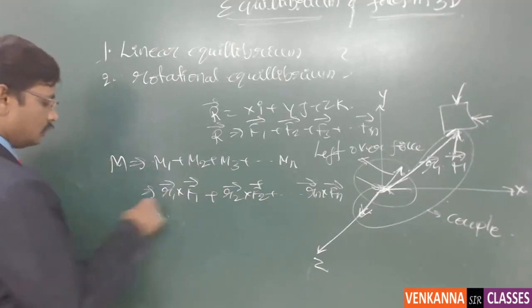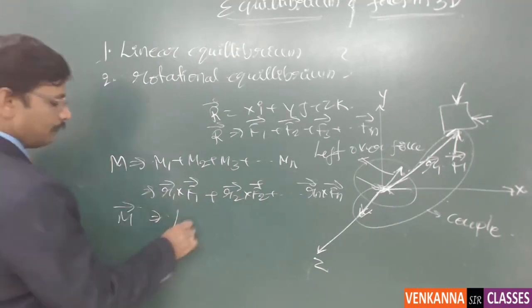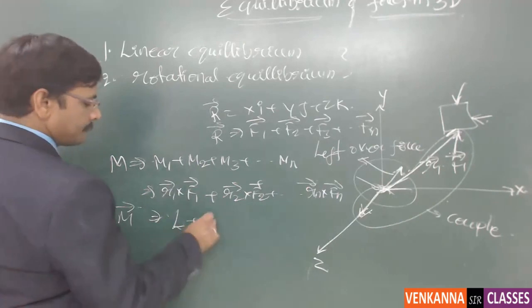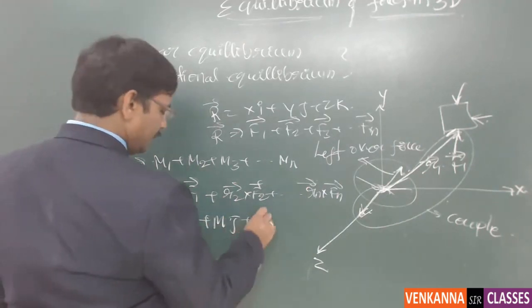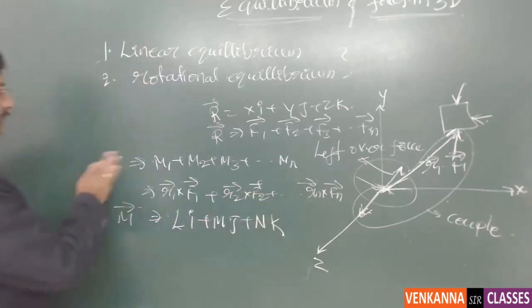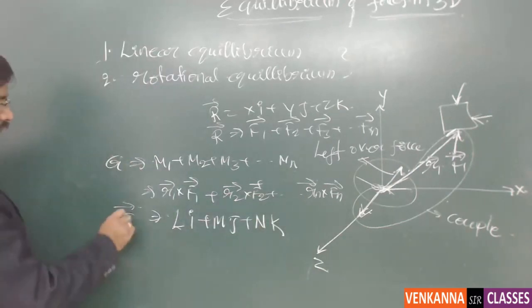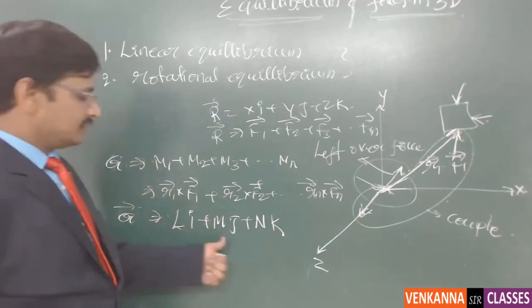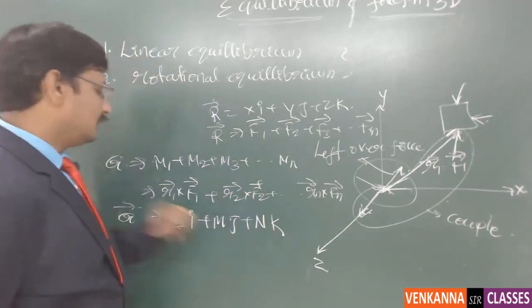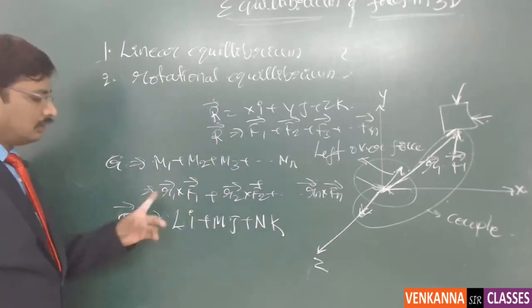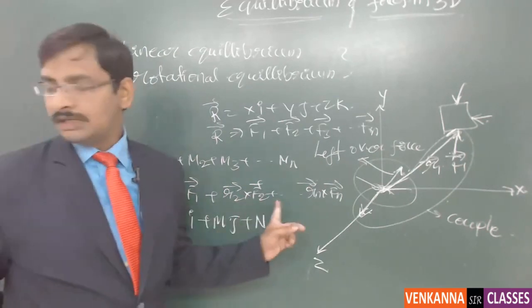Now this can be resolved into Li plus Mj plus Nk. So I call this as G, so that there is no confusion. So G is equal to Li plus Mj plus Nk. So this is the resultant moment. Now this resultant moment we got from this one, right?